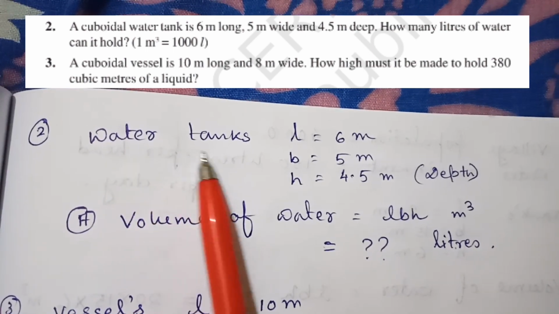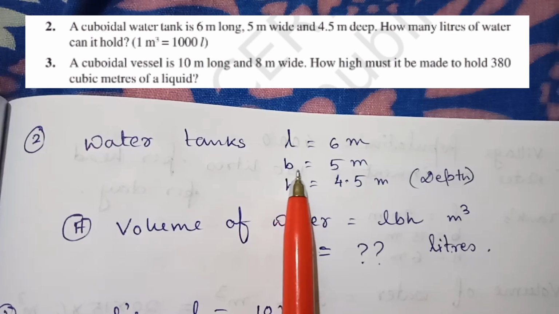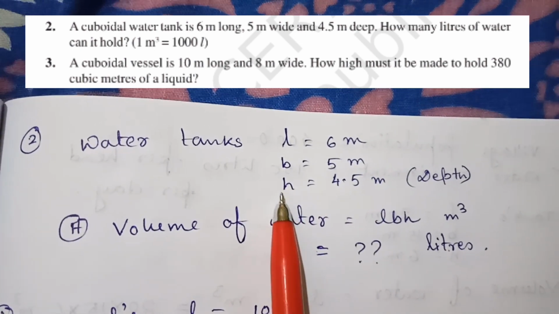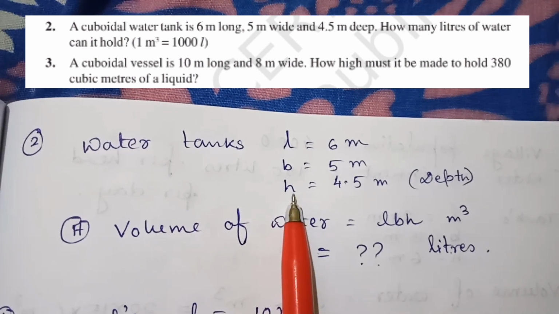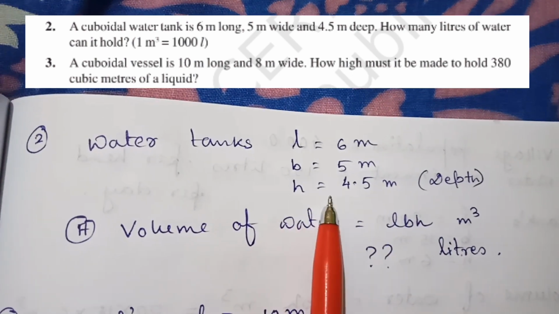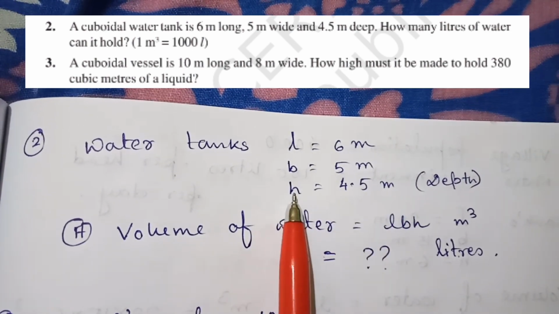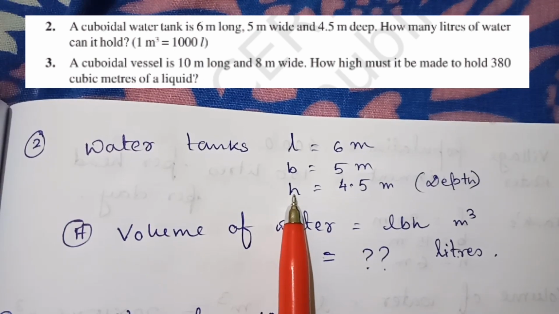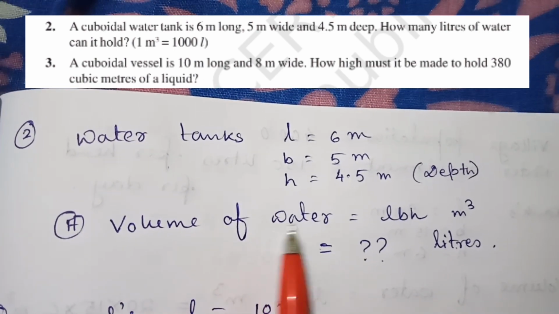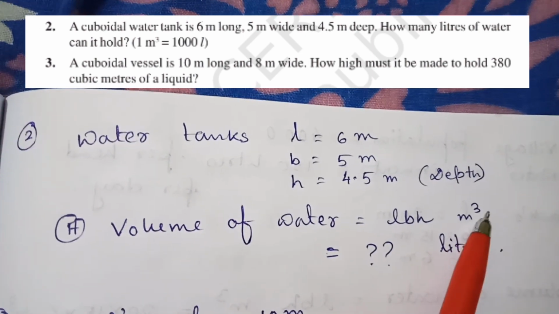Now the question: the water tank's length is 6 meter, breadth is 5 meter, and the height, I have written h here, but not for the height, here it is depth. So the depth is 4.5 meter, whereas this h will be taken as height for the formula. So volume of the water in the water tank is equal to lbh meter cube.